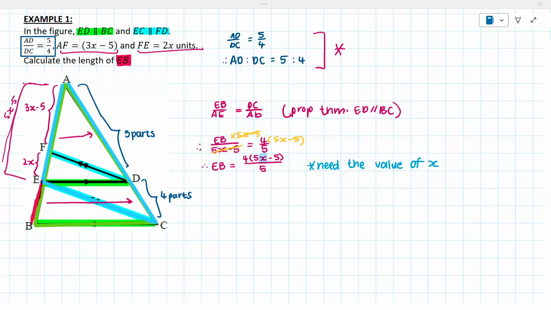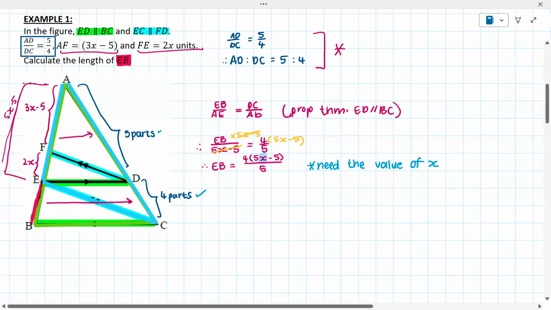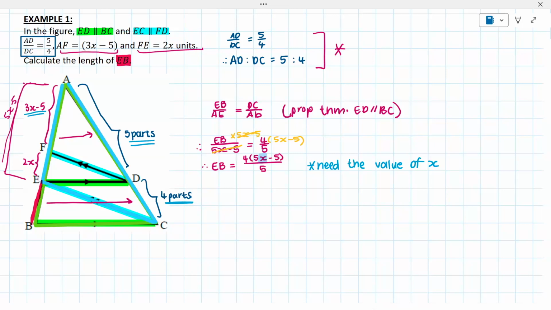Now remember, every bit of information we give you is important. If you look at what I've used thus far, I have been working in the green triangle. So I've been using the parallel lines ED and BC. I have yet to even touch that blue triangle. Now this makes sense that I'm going to use it in my next step. The reason this makes sense is because you know the ratio of AD to DC, 5 parts to 4 parts. You know that AF is 3x minus 5 and FE is 2x. And if you look in your blue triangle and match those up, AF matches up with AD and FE matches up with DC.